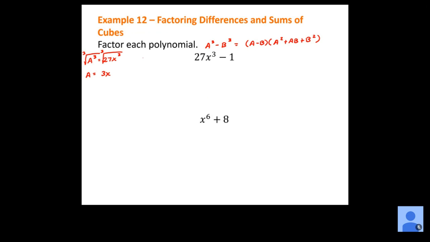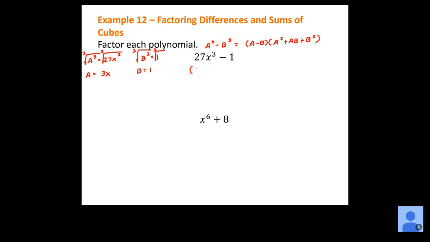I can do the same thing with the b value. b cubed equals 1. Again, notice I'm just using a positive 1 because the formula takes care of the fact that there's a minus there. If I take the cube root of that, b is going to be equal to 1 because the cube root of 1 is still just 1, because 1 times 1 times 1 is still 1. Now I have all the values I need to plug into my formula over here.